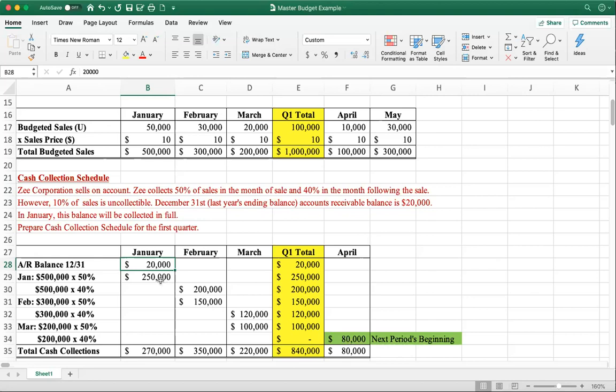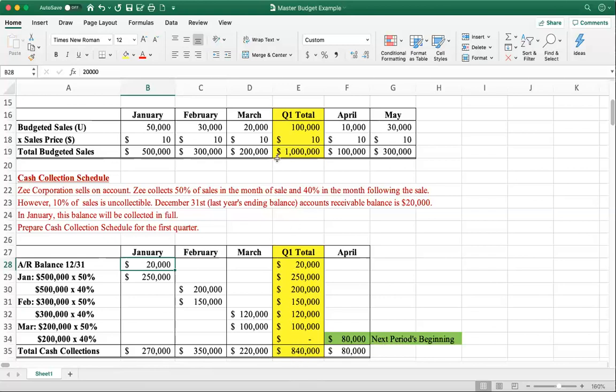Now, what you have collected is 20,000, 250,000, 200, 150, 120, 100. So this quarter you collected 840,000. Or you can add vertically here, and then horizontally 270, 350, 220 is 840,000, right? So in this quarter, you're going to collect $840,000.